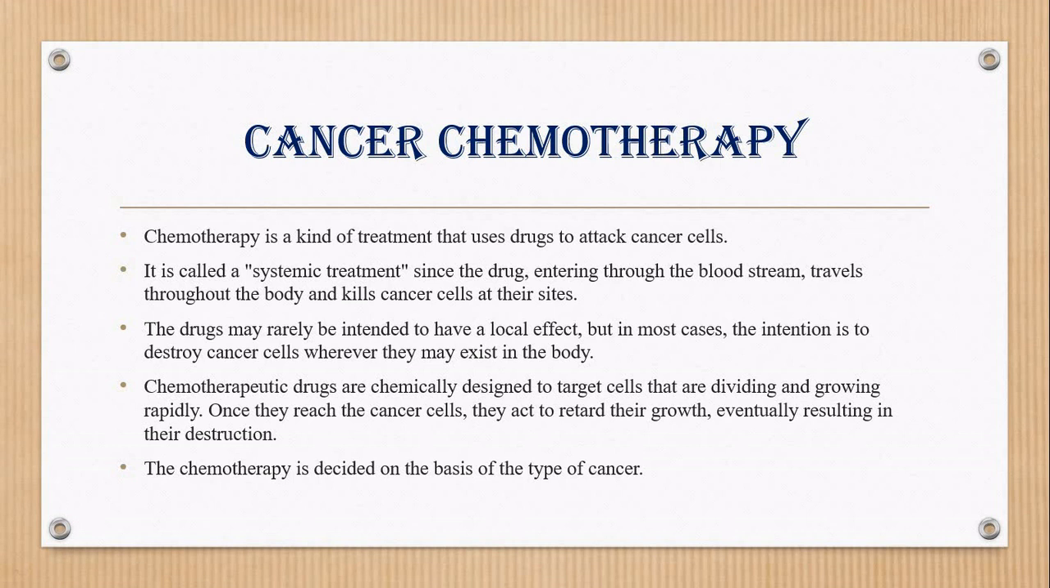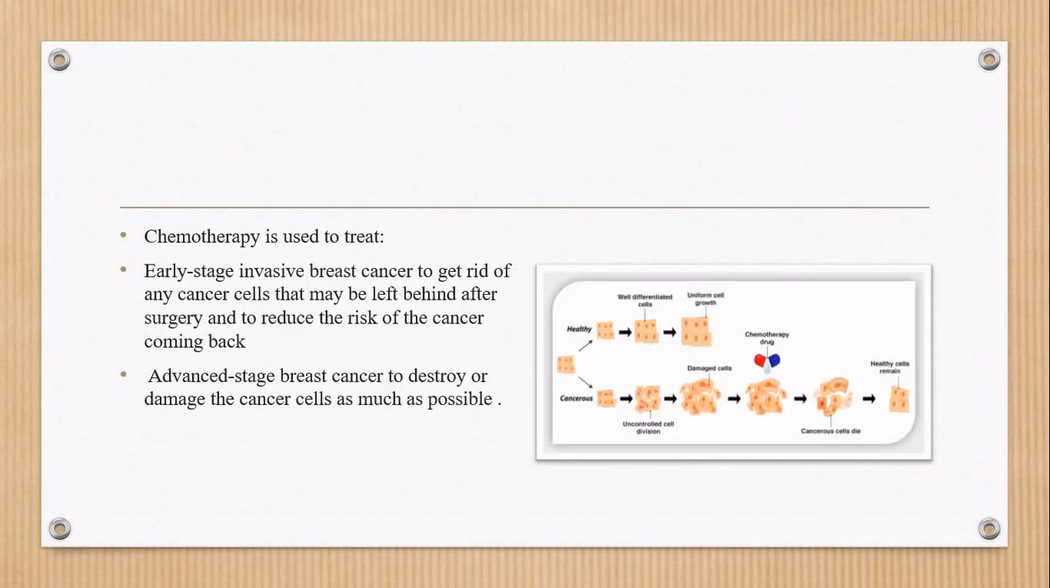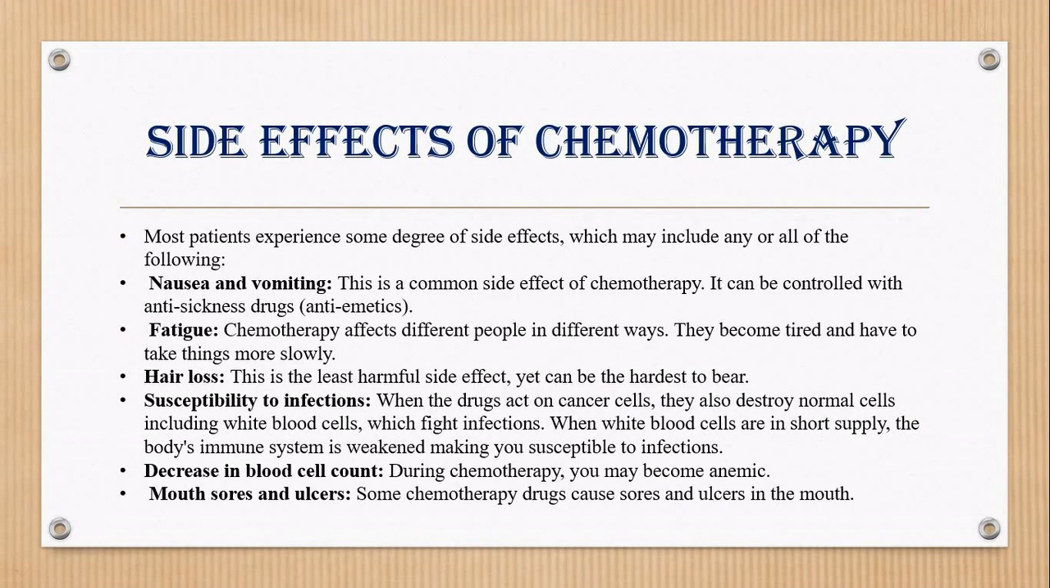The chemotherapy is decided on the basis of the type of cancer. Chemotherapy is used to treat early-stage invasive breast cancer to get rid of any cancer cells that may be left behind after surgery and to reduce the risk of the cancer coming back. In advanced stage breast cancer, it is used to destroy or damage the cancer cells as much as possible. Side effects of chemotherapy. Most patients experience some degree of side effects, which may include any or all of the following. Nausea and vomiting. This is a common side effect of chemotherapy. It can be controlled with anti-sickness drugs, antiemetics.